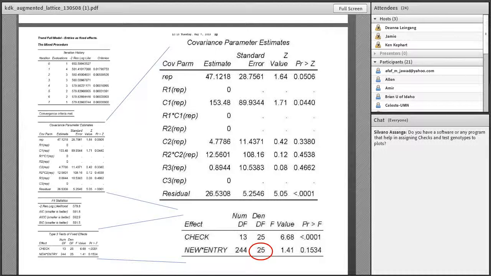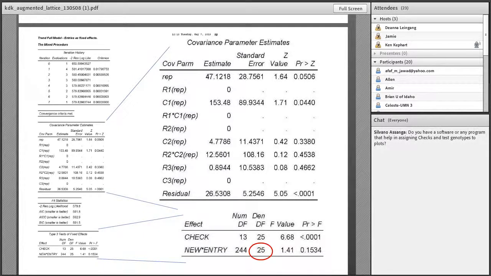And then I noticed that something is going on here, because our degrees of freedom are not adding up. Each of these should be 7 degrees of freedom, and instead they're 6. We're only showing 10 degrees of freedom for the check varieties, and that should be 13. And there should be 244 degrees of freedom for the entries, and that also does not add up.